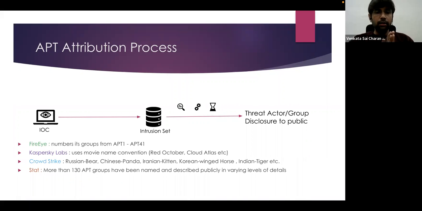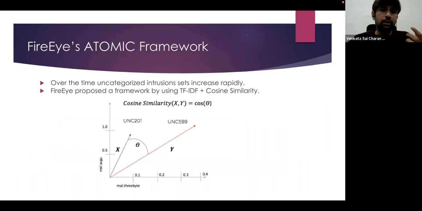All the things that we have discussed in the previous seminar, up to this part, need more manual analysis. It takes a lot of time, and there is no automation. In order to overcome this drawback, the security firm FireEye came up with the ATOMIC framework to automate the process of APT attribution.